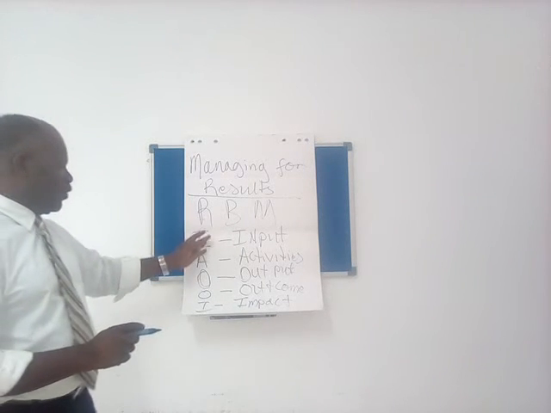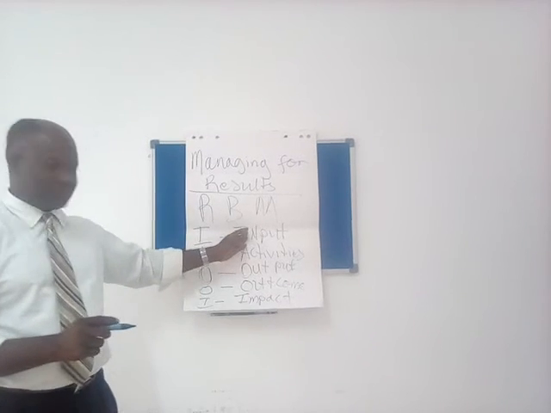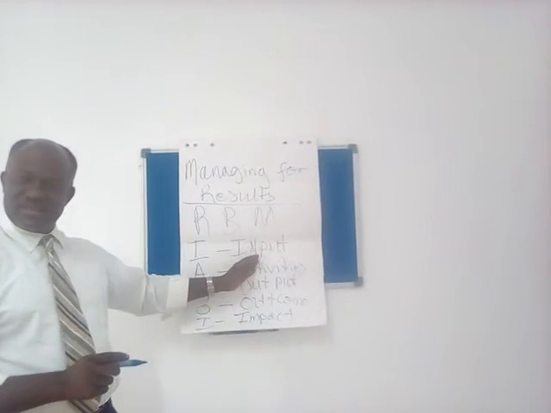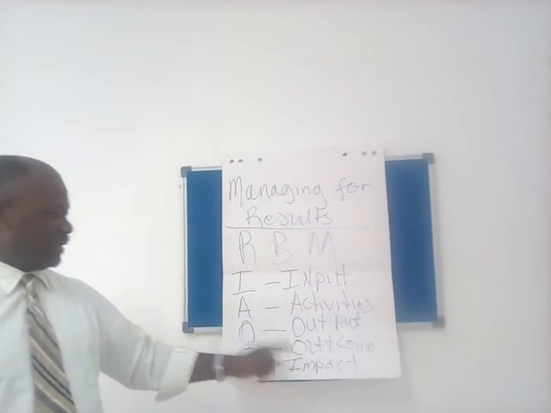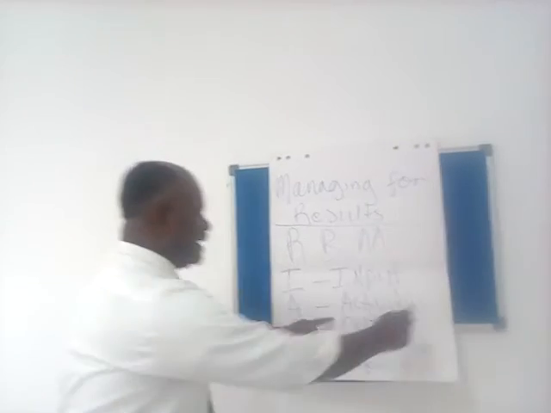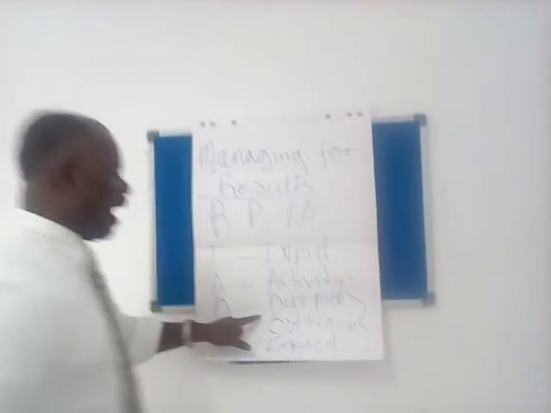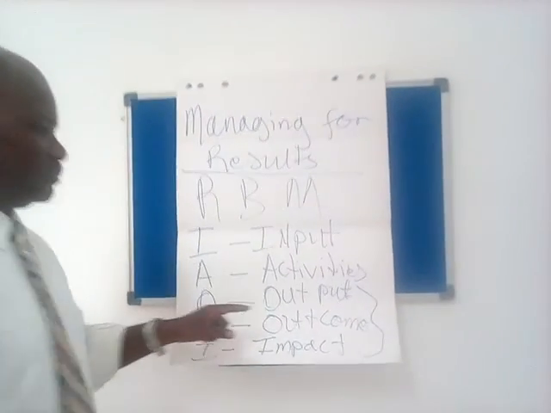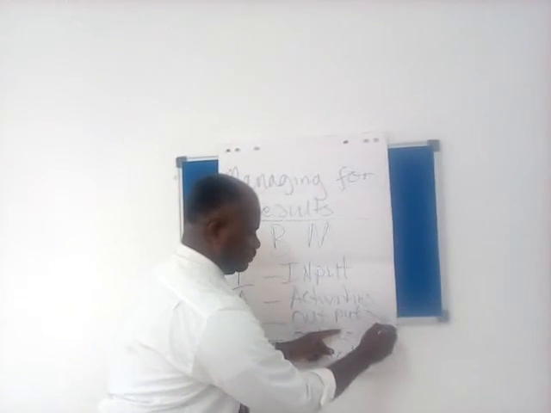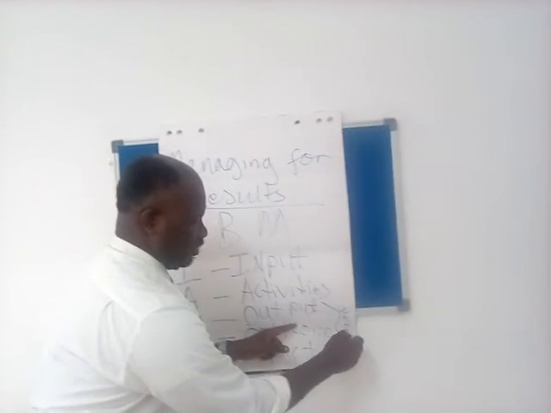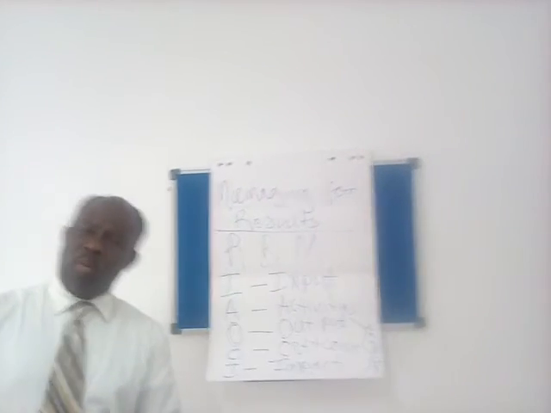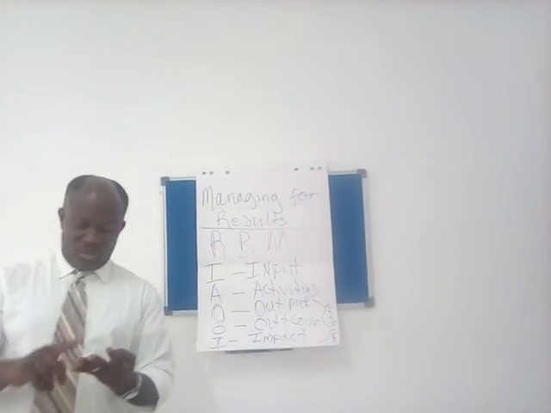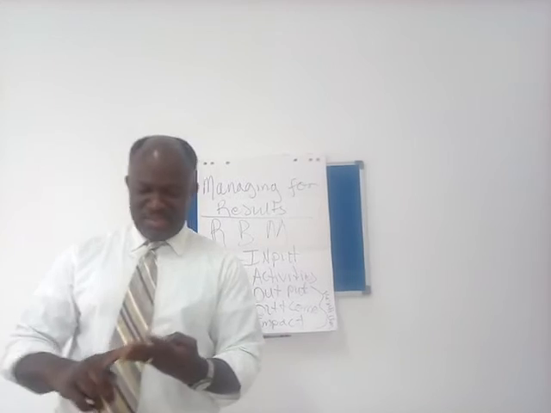So let's review again. We have inputs, we have activities, first level result, output, we have outcome, we have impact. But remember, these three are also called the result chain. Now, result chain means that when you have an output, that will lead to an outcome. And you always have an impact.